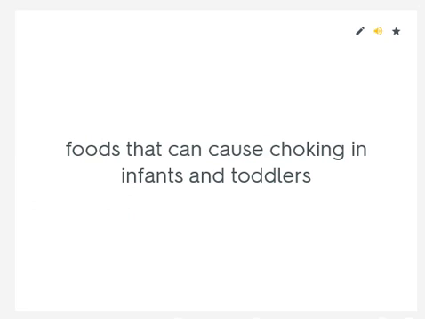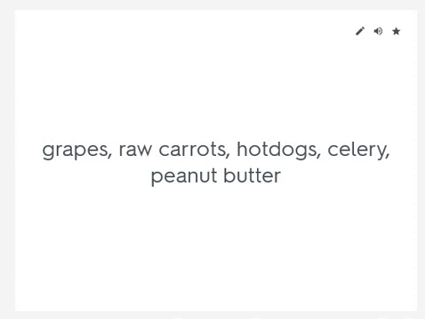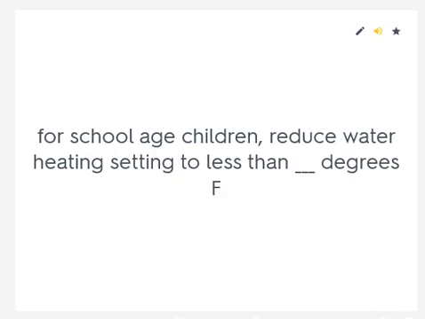Foods that can cause choking in infants and toddlers: grapes, raw carrots, hot dogs, celery, peanut butter. For school-age children, reduce water heating setting to less than blank degrees Fahrenheit. 120.